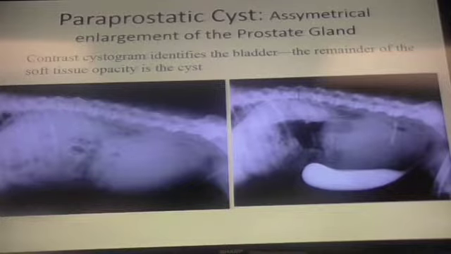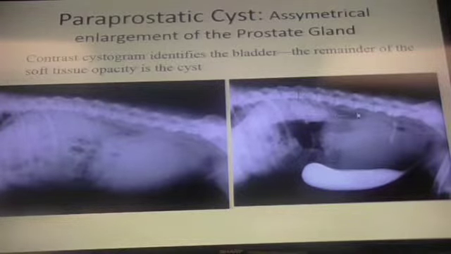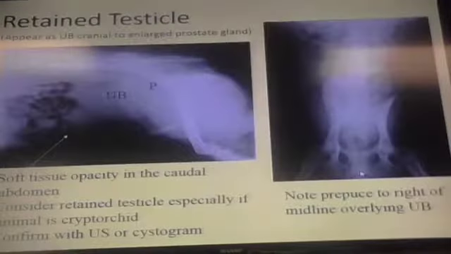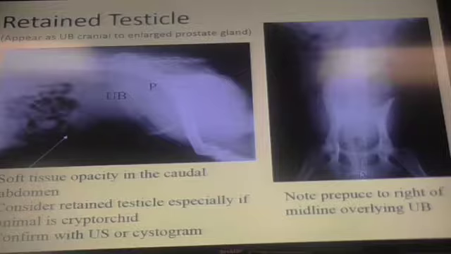So just be aware that not all soft tissue opacities in the caudal-ventral abdomen are the bladder. And sometimes you have to do a contrast study. This happens to be an excretory urogram where you see the ureters, and then they're just going to course into the urinary bladder. Asymmetrical enlargement.